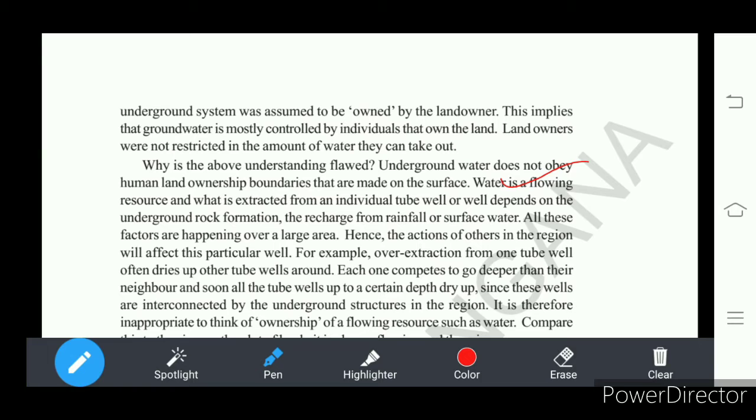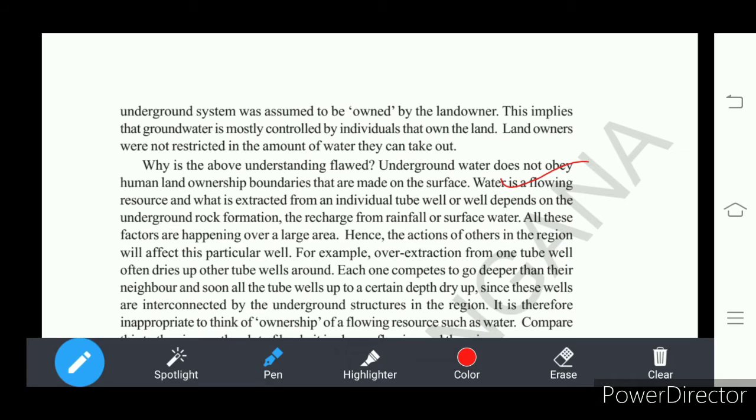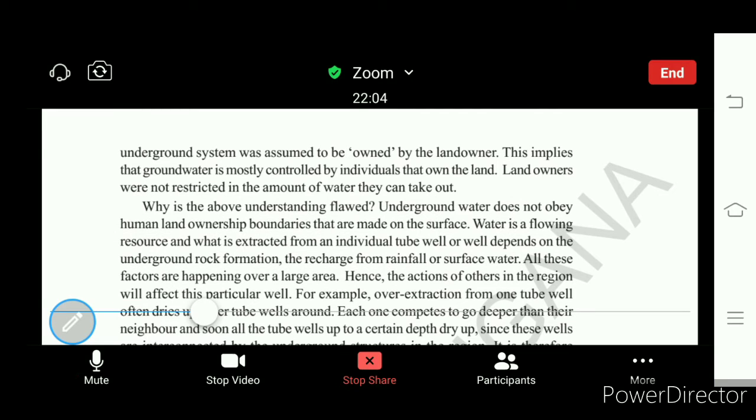That means water in a place is collected there by the rain which is taking place above the surface, right? And water flowing to that area, right? And water used in another area, understand?